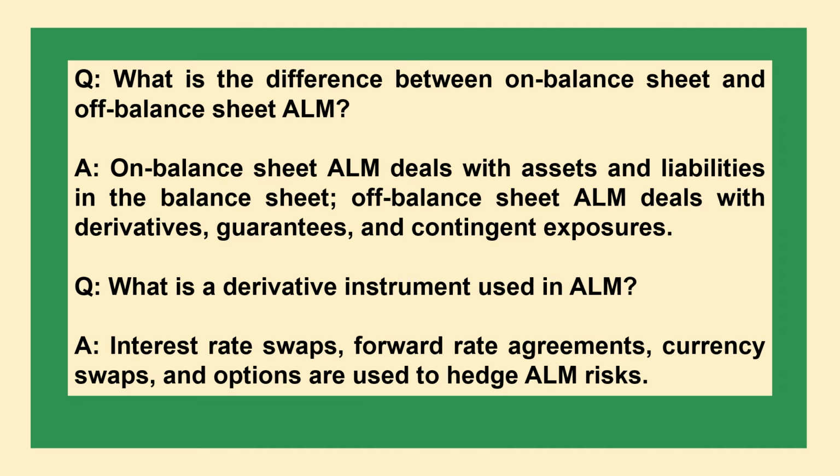Question. What is the difference between on-balance sheet and off-balance sheet ALM? Answer. On-balance sheet ALM deals with assets and liabilities in the balance sheet. Off-balance sheet ALM deals with derivatives, guarantees, and contingent exposures. Question. What is a derivative instrument used in ALM? Answer. Interest rate swaps, forward rate agreements, currency swaps, and options are used to hedge ALM risks.